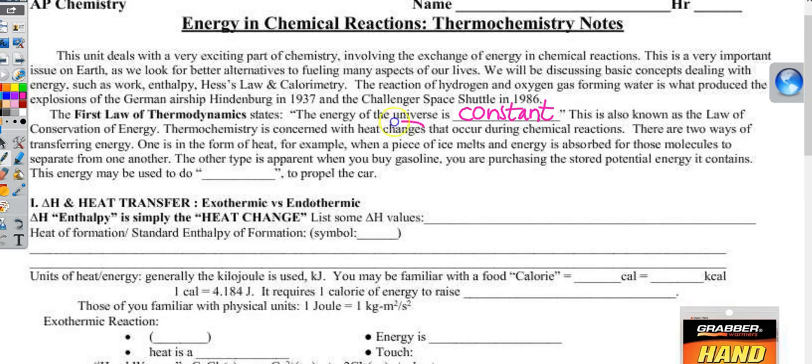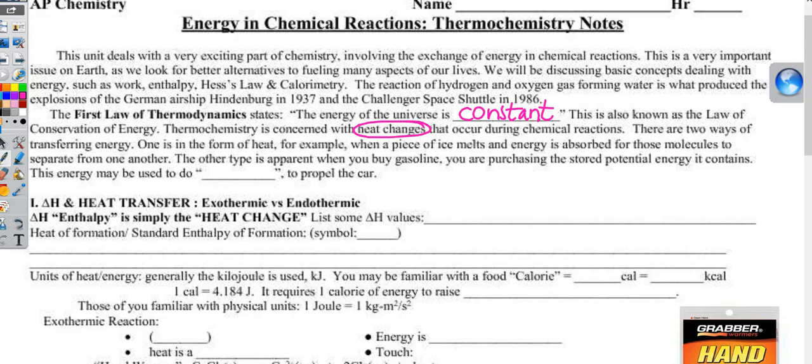Thermochemistry is concerned with heat changes that occur during chemical reactions, and there are two ways to transfer energy. One is in the form of heat. If you take a piece of ice and melt it in your hand, energy needs to be absorbed by the molecules, so they steal your energy in order for the melting to happen.